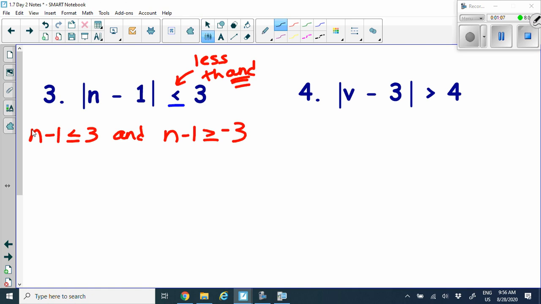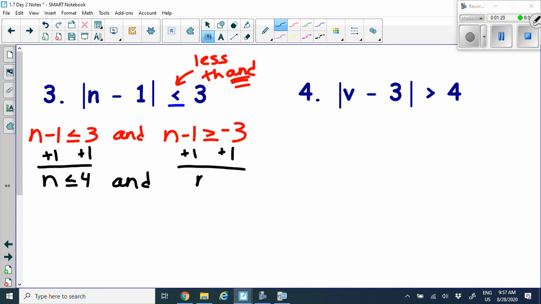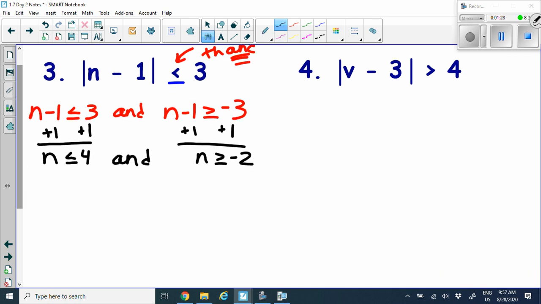Next part, we solve. So I'm going to add 1 to both sides. So I get n is less than or equal to 4, and n is greater than or equal to negative 2. Now, because this is an and problem, we need to write what we just solved as a compound inequality.